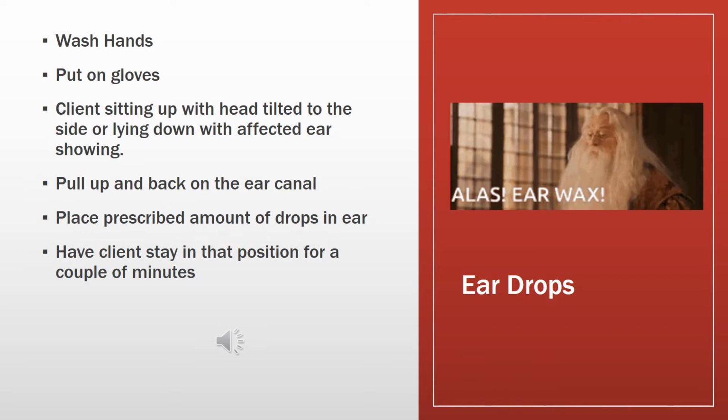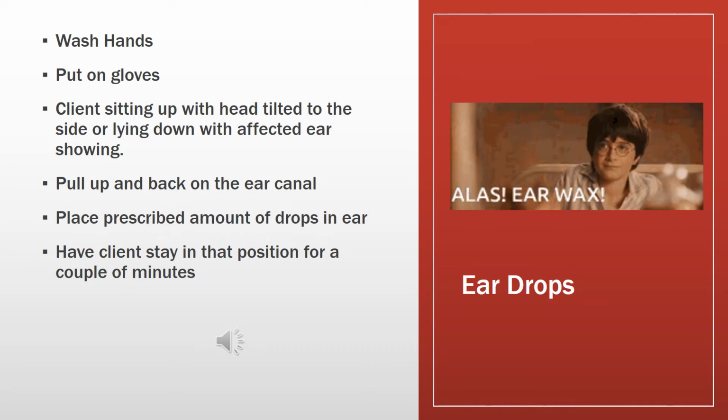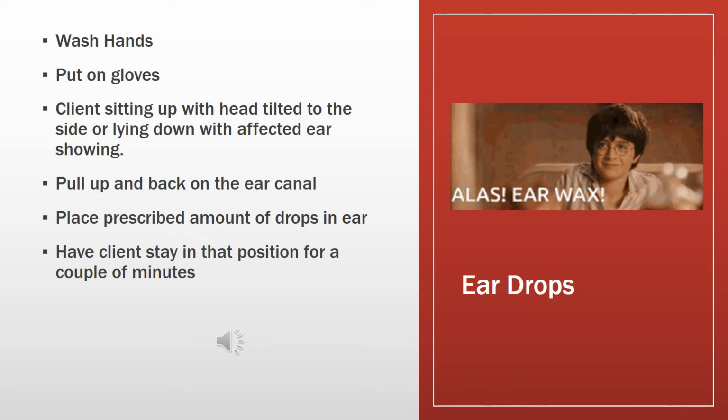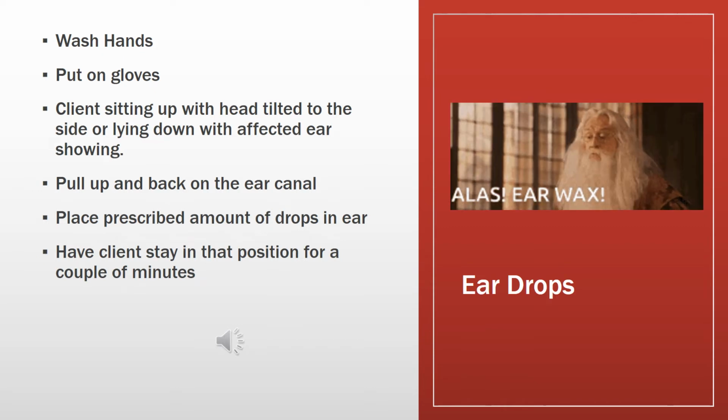You're going to take the very top of the ear. It's what we call the pinna. So you'll take the pinna, you'll pull up to the ceiling, and then pull back towards their shoulder. And what this does is it straightens out the ear canal. In adults, naturally, our ear canals are curved. So you want to straighten it out so the medication can get in there the furthest and have the best effect. Pulling up and back is what we do for adults.